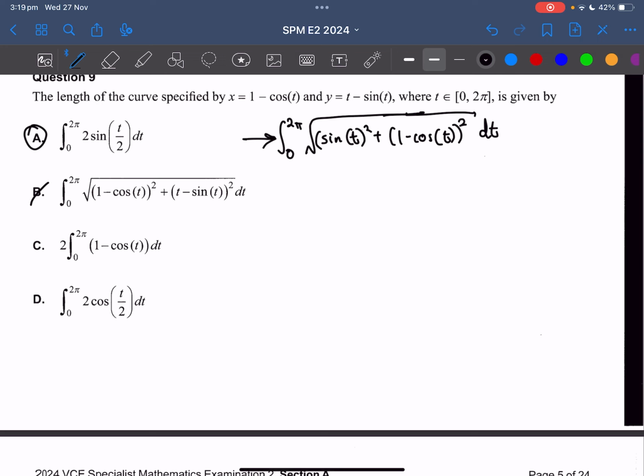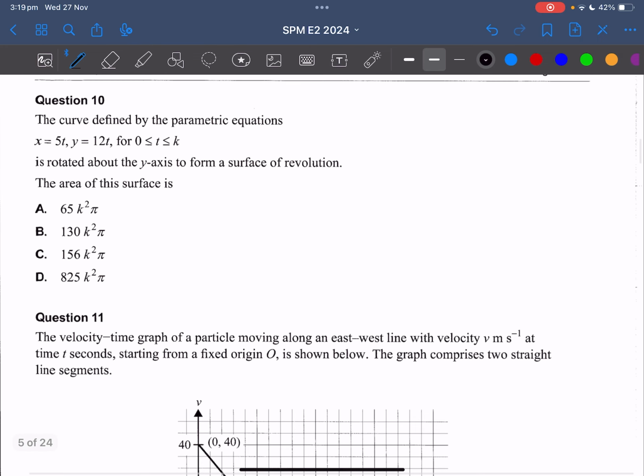Okay? Let's go to question 10. So the curve defined by the parametric equations this is rotated about the y-axis to form a surface of revolution. The area of this surface is... okay, well, we just have to use the formula again from the formula sheet and just solve for the integral.